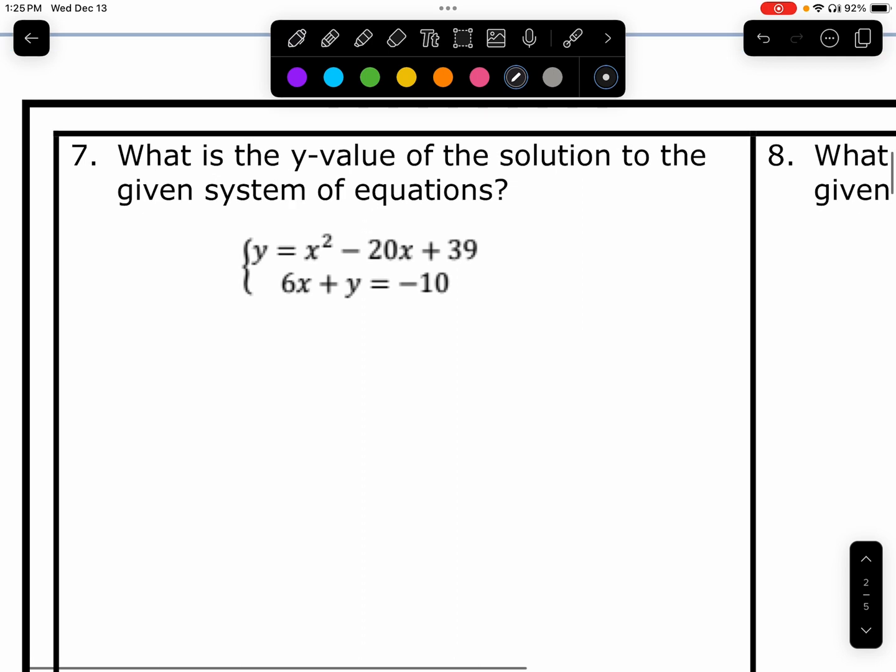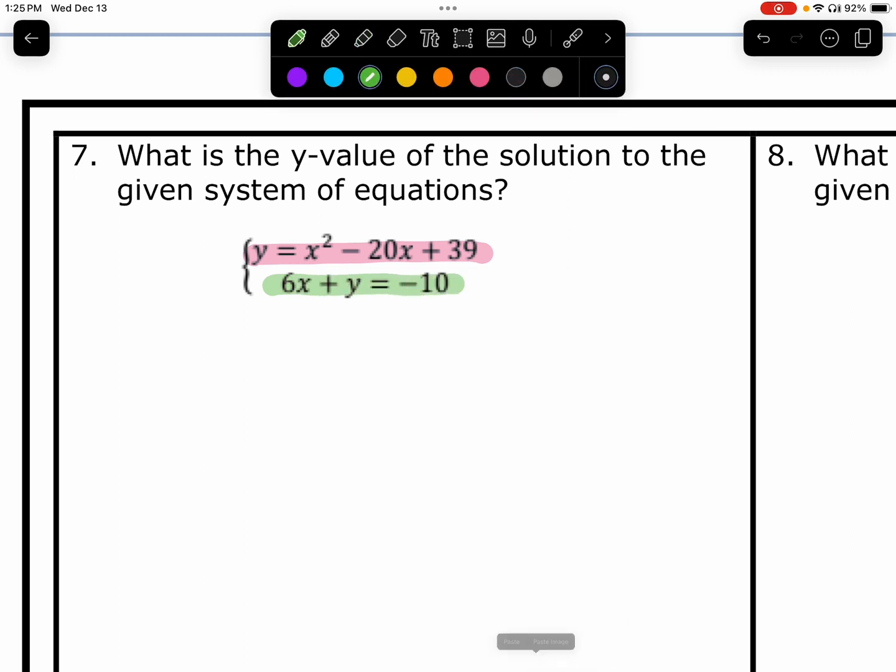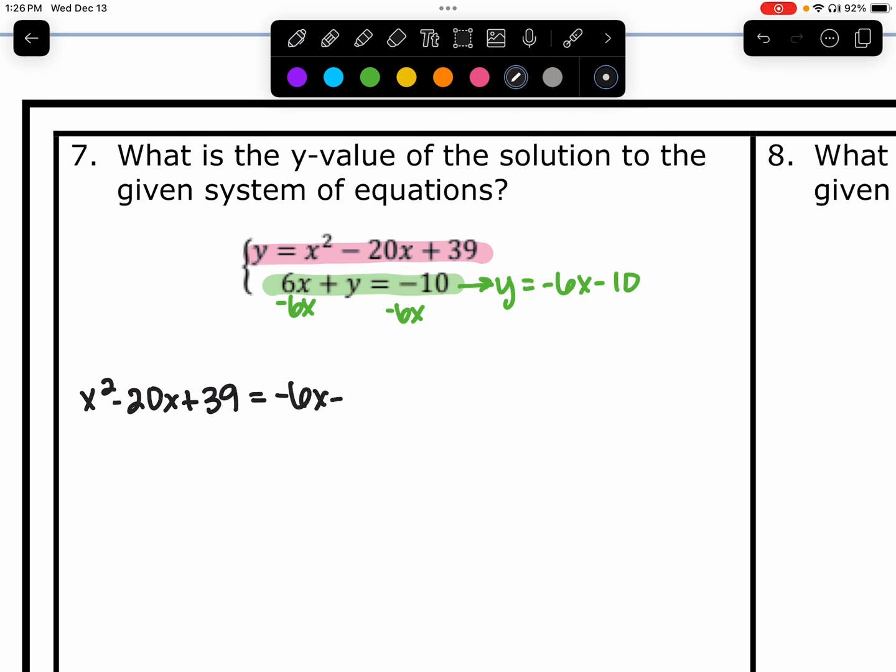Number 7, what is the y value of the solution? So we're going to do the same thing we kind of did for number 1, except this one's going to be a little bit different because both of these do not equal y. So first, you can make them both equal y. For this one, I could just take away 6x from both sides. And so that would give me y equals -6x minus 10. Okay, and now we can do what we did for number 1. So that would be x squared minus 20x plus 39 equals -6x minus 10.